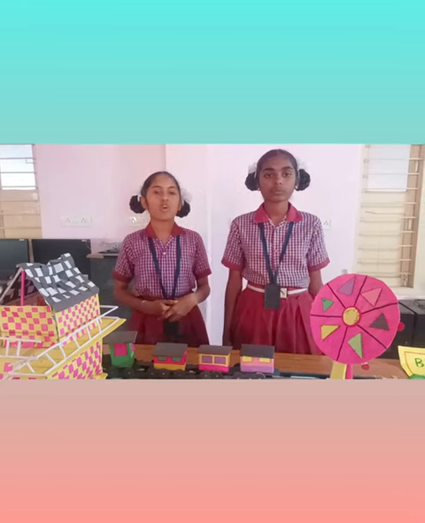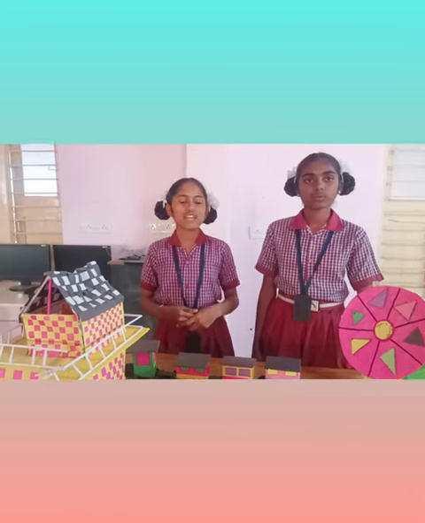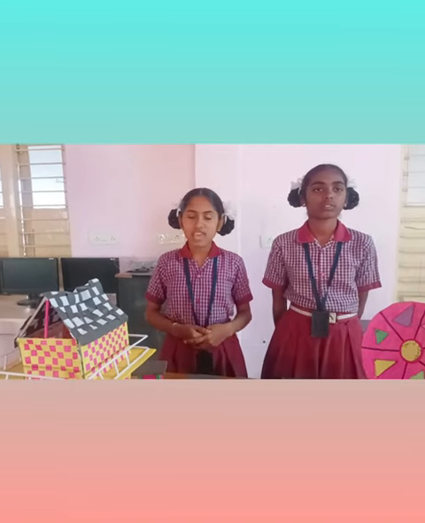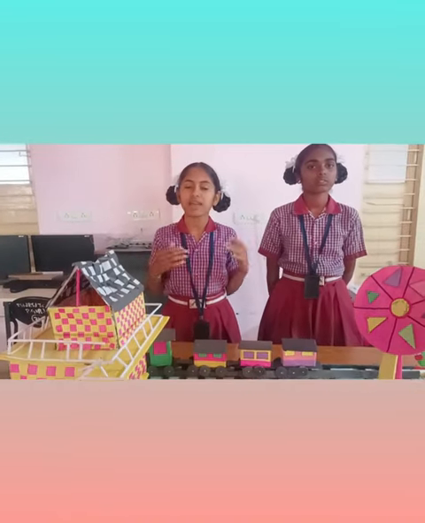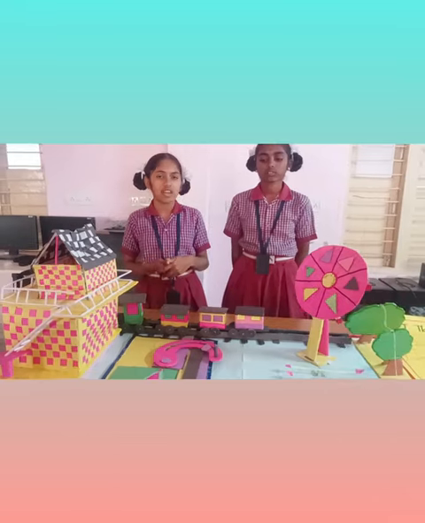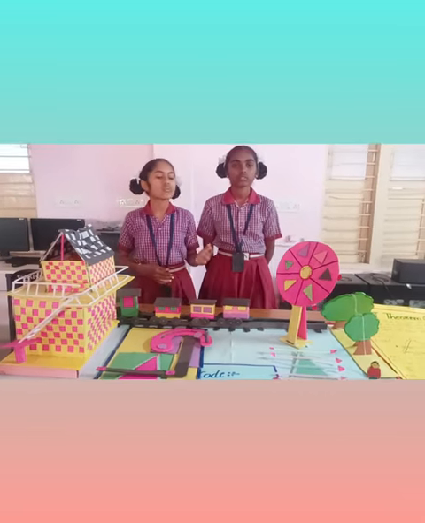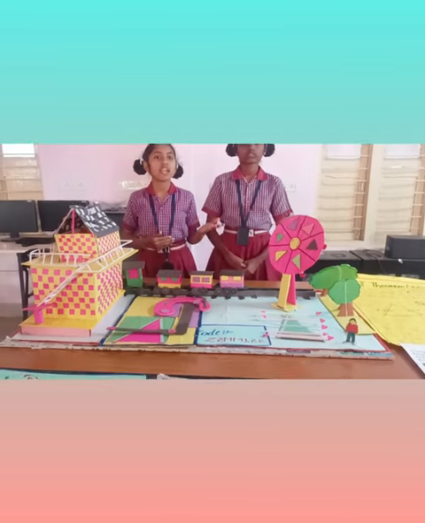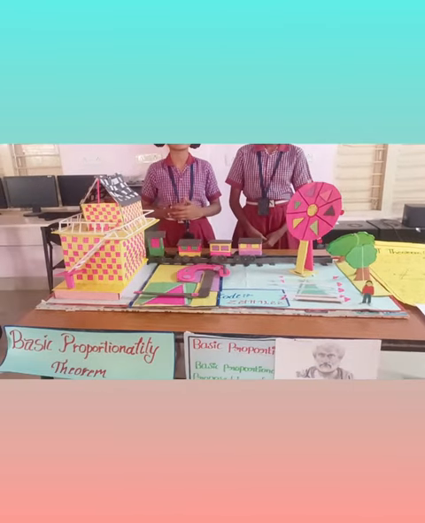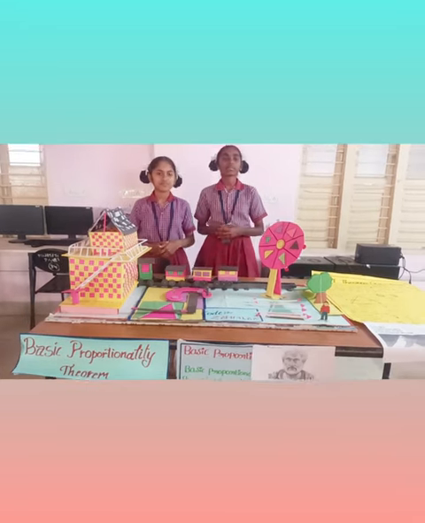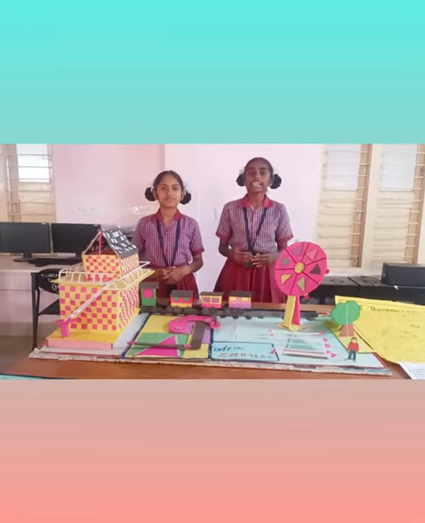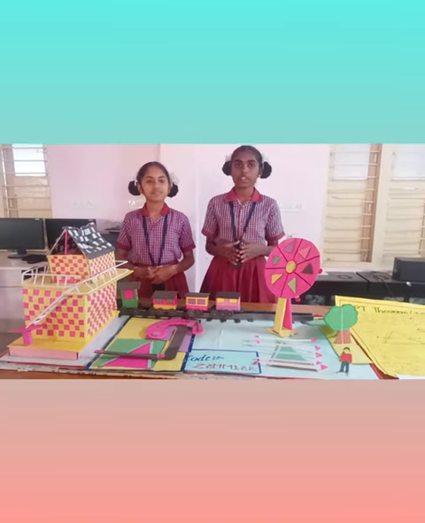So with that, we are going to explain the topic, that is the basic proportionality theorem. This basic proportionality theorem was proposed by Thales. He was a great and famous Greek mathematician and philosopher around 625 BC. Now we would like to explain the examples. This basic proportionality theorem has a short form, that is BPT. The basic proportionality theorem states that if a parallel line is drawn to one side of a triangle, it divides the other two sides of the triangle in the same ratio.